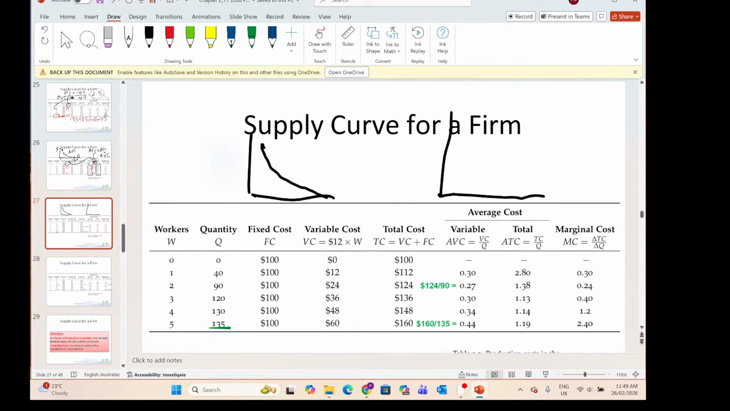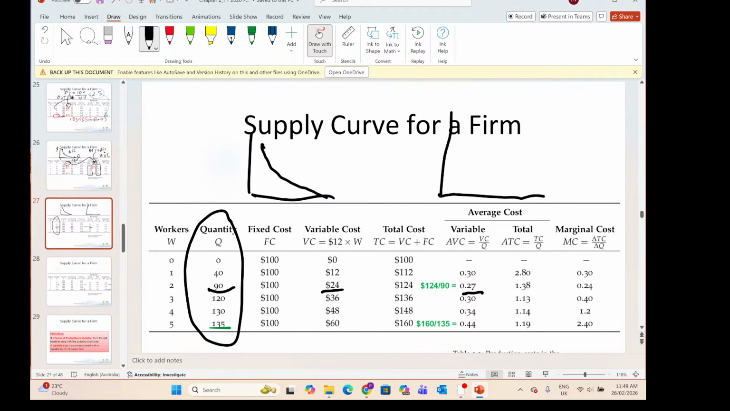We need to put, as we've said, we need to look at our quantity, and we need to look at our variable cost, and this will give us our average variable cost curve. But what is it about column 2 that gives this average variable cost curve a kind of a weird shape?